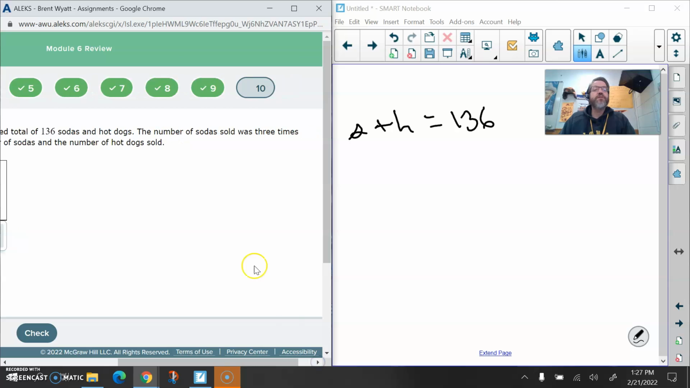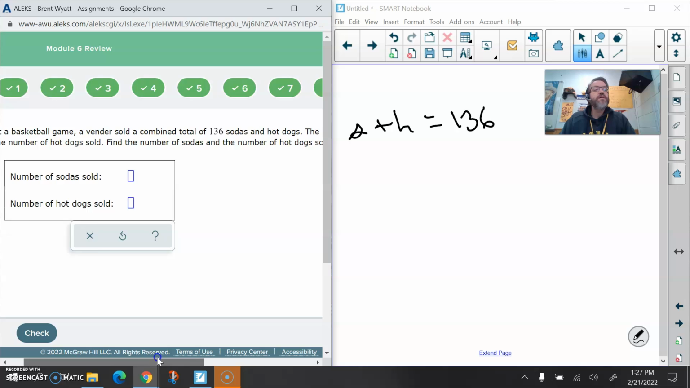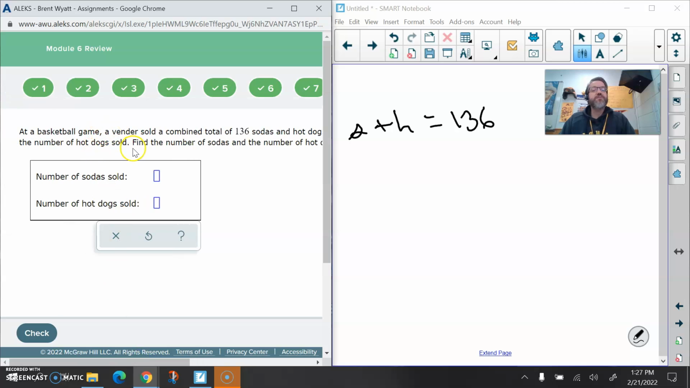Okay? And I wonder if I can scroll over here. Yep, the number of sodas sold was 3 times the number of hot dogs sold. So the number of sodas sold, I'm going to call that S, is equal to 3 times the number of hot dogs sold. So 3 times H, 3 times the number of hot dogs sold, will equal the number of sodas sold. Okay?